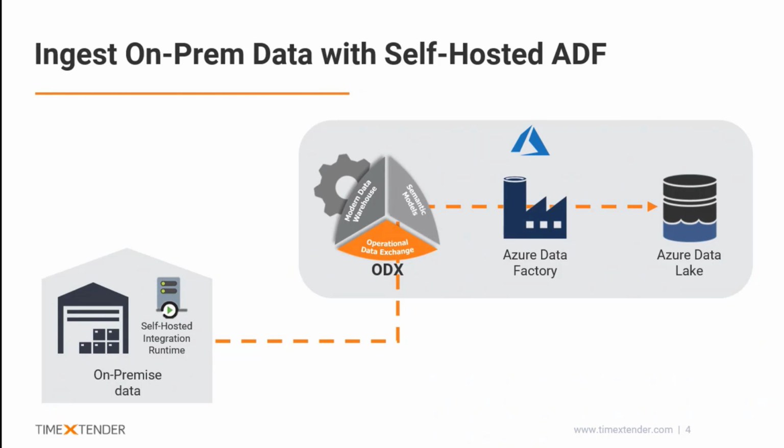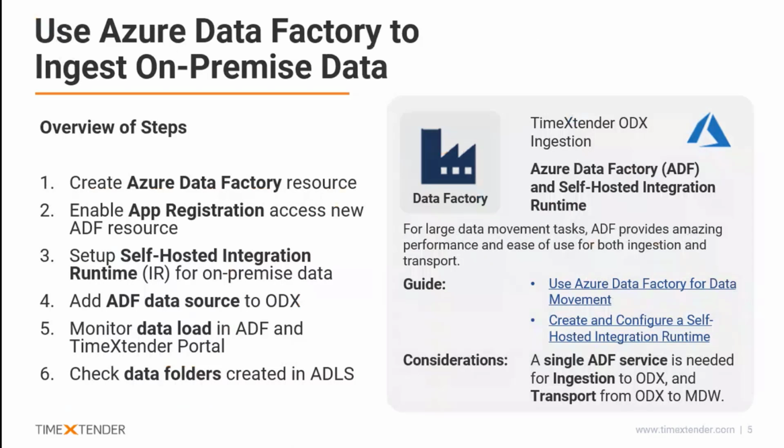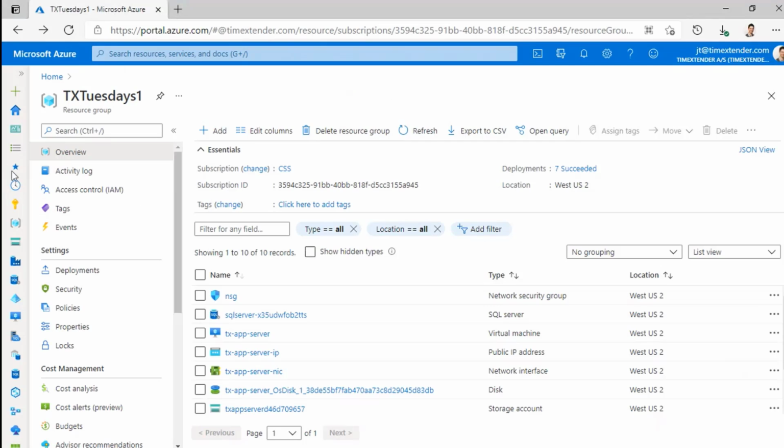So again, self-hosted integration runtime is going to be pulling data from on-prem SQL Server, using the ODX to orchestrate and pushing that data out, using Azure Data Factory, out to the Azure Data Lake. All right, so we do have a lot to get through today, so I'm going to be going at a decent pace, but let's go ahead and get started. The first step here is to create the Azure Data Factory resource. So I will go ahead and do that now.